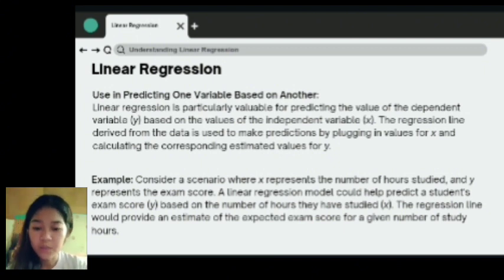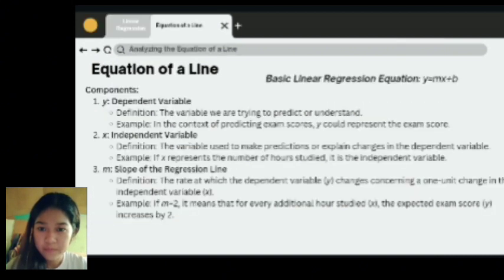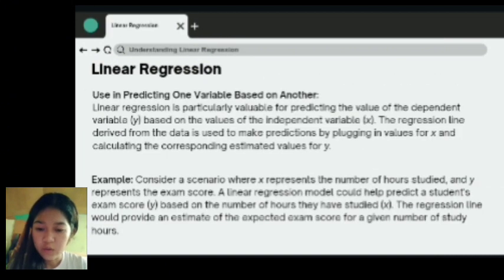And we have another explanation of linear regression. Regression analysis is used to predict the value of a variable based on the value of another variable. The variable you want to predict is called the dependent variable, and the variable you are using to predict the other variable is called the independent variable.